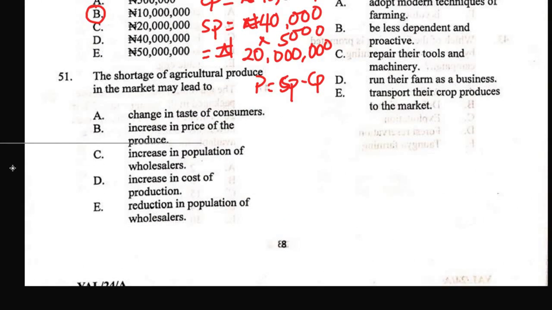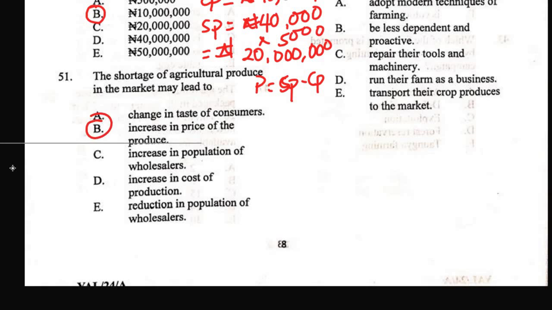Question 51. The question says, the shortage of agricultural produce in the market may lead to A. change in taste of consumers, B. increase in price of the produce, C. increase in population of wholesalers, D. increase in cost of production, E. reduction in population of wholesalers. The right answer is increase in price of the produce.